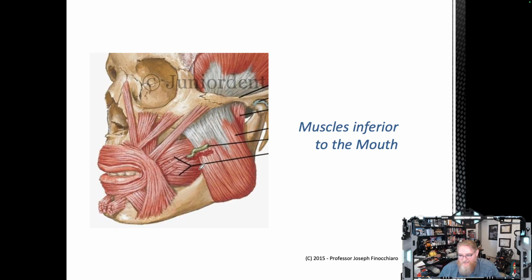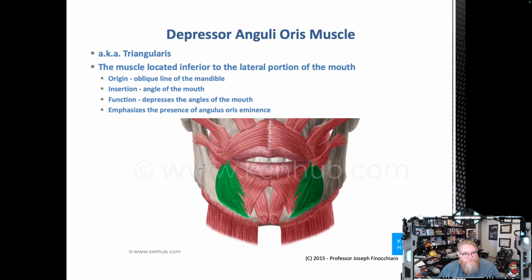You have muscles inferior to the mouth. First up, you have the depressor anguli oris muscle, which is also known as the triangularis. You can see it looks like a triangle. This muscle locates inferior to the lateral portion of the mouth. Its origin is the oblique line of the mandible. Its insertion is the angle of the mouth. Its function is to depress the angles of the mouth, and it emphasizes the presence of the angulus oris eminence, which is the little raised portion here on the side of the lips.